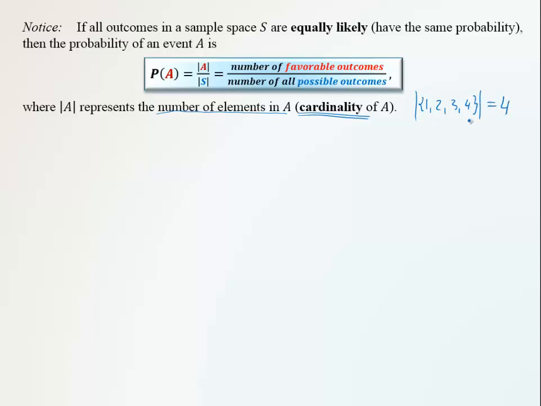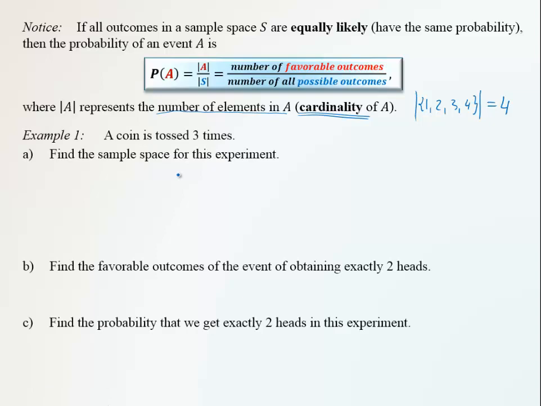4 elements. Okay, using the terminology that we just talked about, let's practice a bit. Assume a coin is tossed 3 times. Find the sample space for this experiment. Okay, to see the sample space, what we need to do is to list all the possible outcomes. So what may happen when we toss a coin the first time? We may get either head or tail.